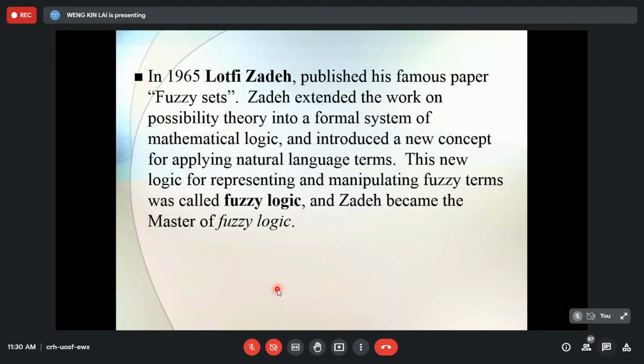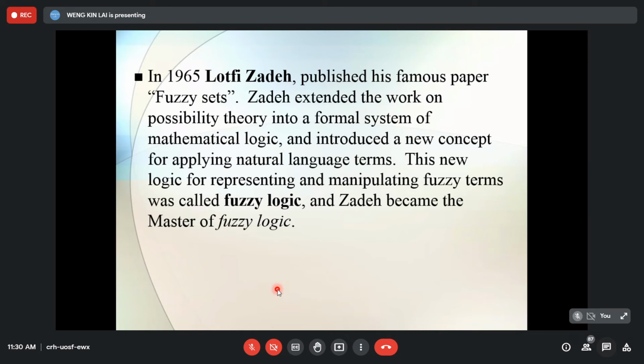In 1965, Professor Lotfi Zadeh published his famous paper called "Fuzzy Sets". If you study fuzzy logic, you cannot run away from his name, Professor Lotfi Zadeh. He's a Persian, or nowadays we call him Iranian. He's from Iran, but I think he's probably American now, and he stayed in America and also lectured and did research in America.